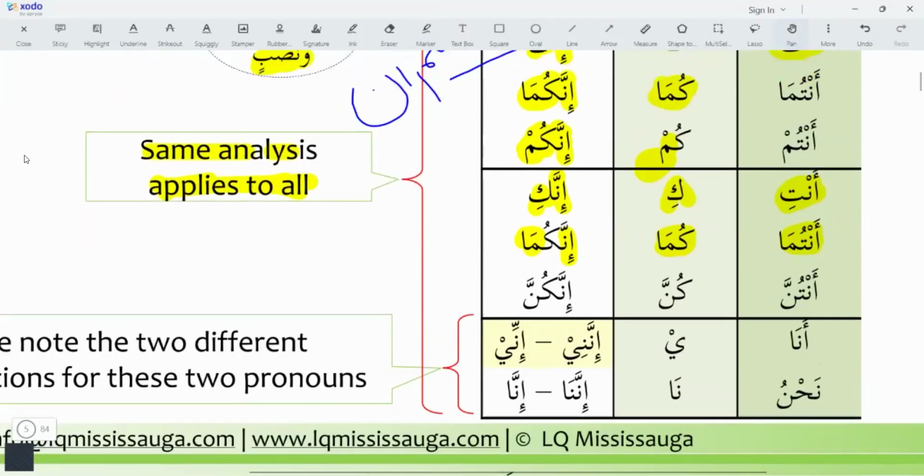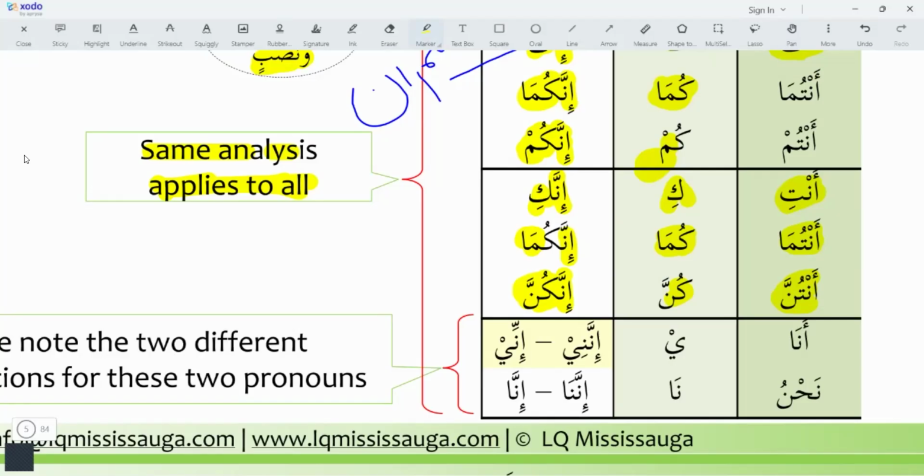And with antunna, mukhatab muannas jama, the attached pronoun is kunna, and after using inna, it becomes innakunna.